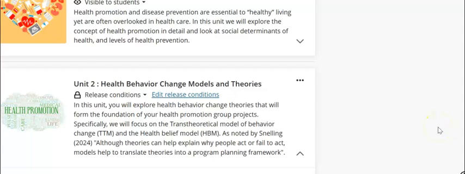In this unit, we're going to be exploring health behavior change theories that will form the foundation for your health promotion group projects. I'll go more into that in a minute. But very specifically, we're going to focus on two models, the trans-theoretical model of behavior change and the health belief model. And as noted by our author, Snelling, although theories can help explain why people act or fail to act, models help us to translate these theories into a program planning framework. So let's get into learning unit number 2.